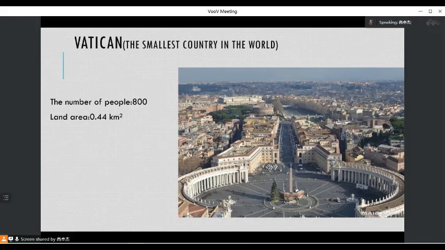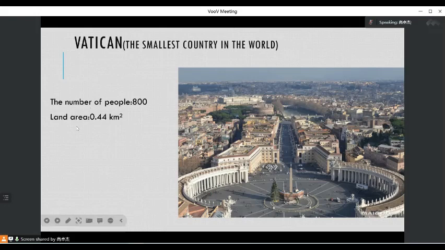This country's land area is only 0.44 square kilometers. Just like our school. Yes. 800 people less than us. Less than us. 主权独立的国家。Yes, it is a real country.